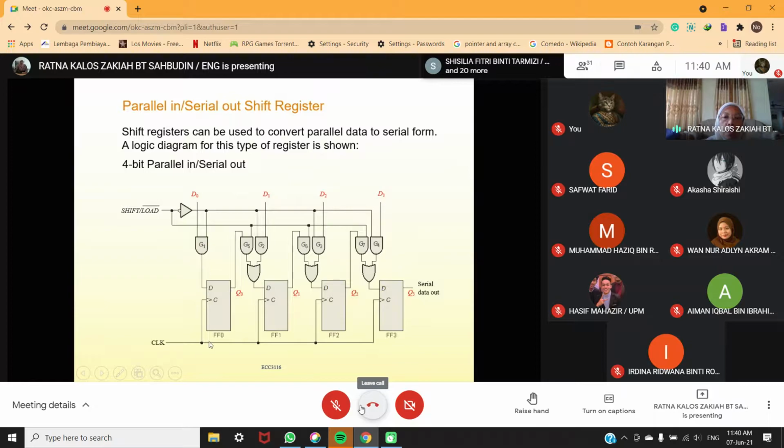And then this is the clock. There is no bubble, meaning this is positive edge active. If there is a bubble, then it will be a negative edge. And then the data will come out at this port, the last one, that is Q3, serial data out.